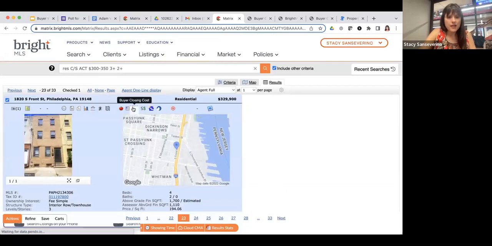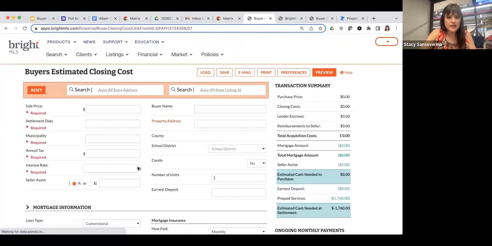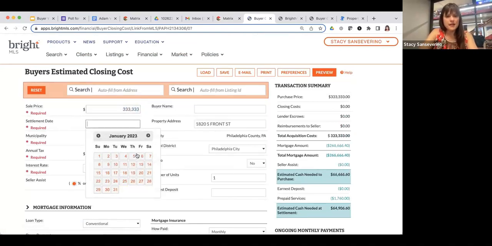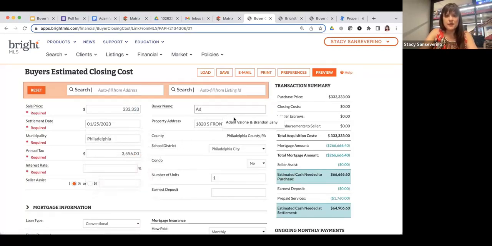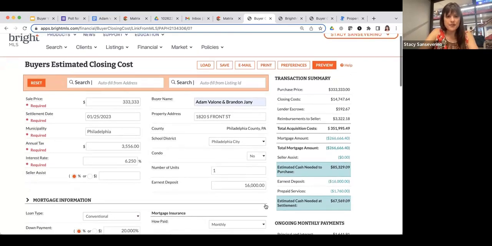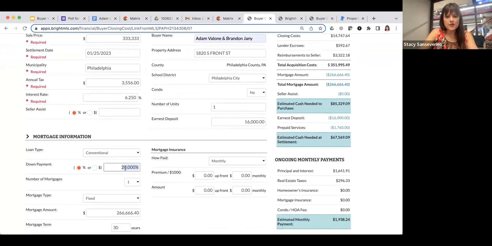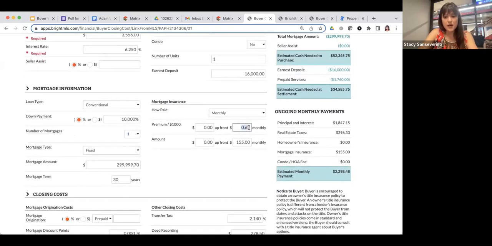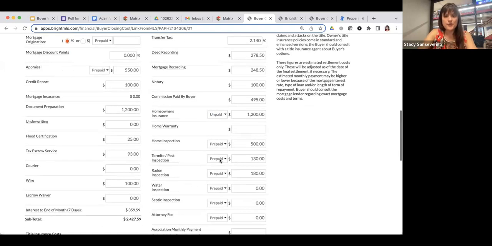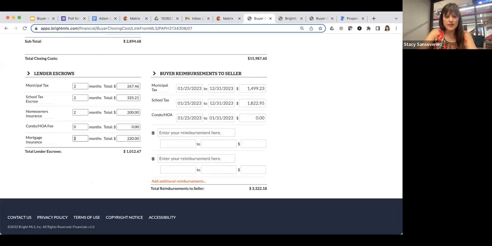And we do our buyer closing cost estimate. We're just going to artificially update this to the 333 that we wanted, and pick our same closing date. We're going to put in our wonderful buyers and use our 6.25% interest. At this point, we'll just say 16K for their earnest deposit, first and second deposit totaling that. We already told ourselves that he could probably only afford 10% down. And we need to include our homeowner's insurance and make sure that this is 0 down here.